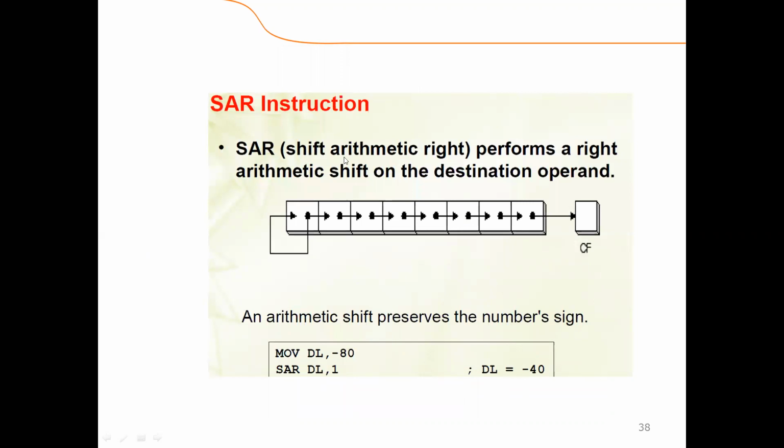SAR. SAR and SAL are arithmetic right and arithmetic left shifts. Now the operation will remain the same. For example, here we have the number minus 80. Minus 80 means the number is negative, so it will preserve the sign. For example, 80 can be written like this.